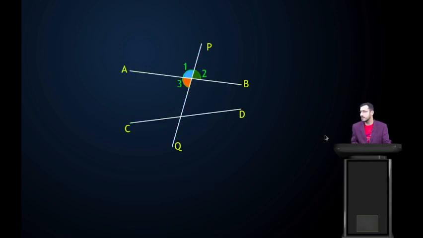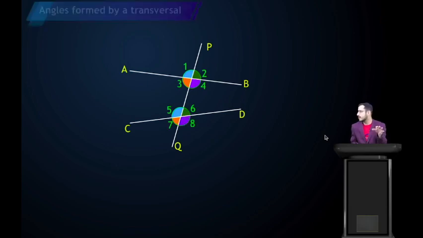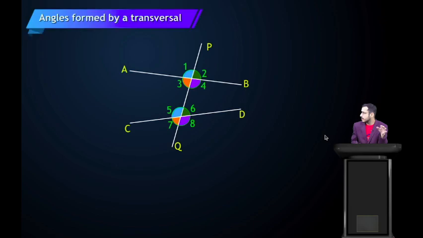So here you can see how many angles are formed. 1, 2, 3 and 4 along line AB, and along line CD you can see 5, 6, 7 and 8. So there are 8 angles formed by a transversal line. Total 8 angles are formed here.